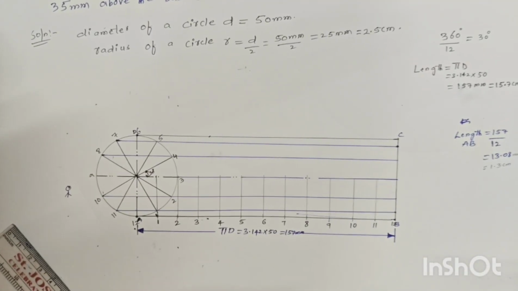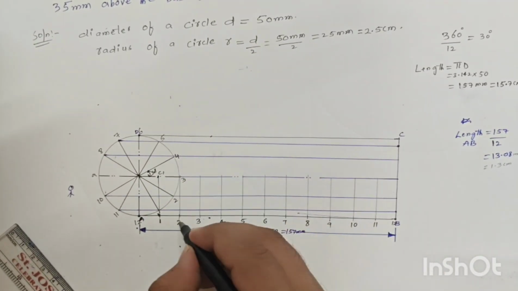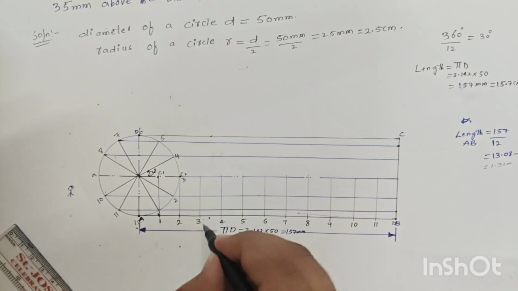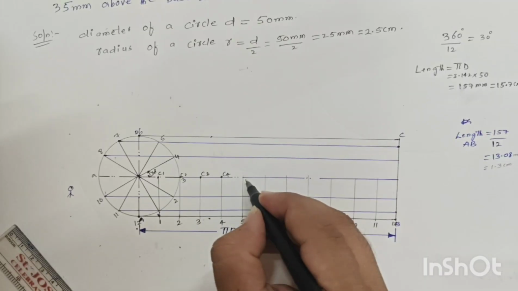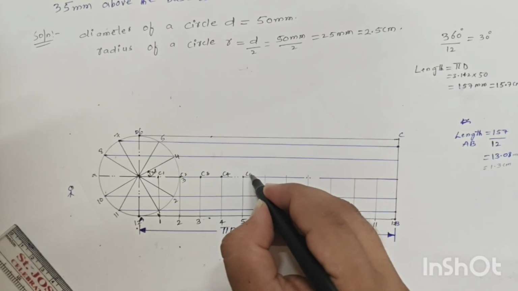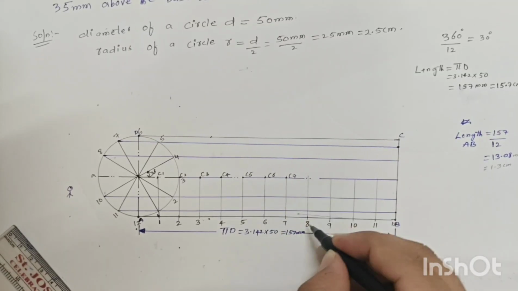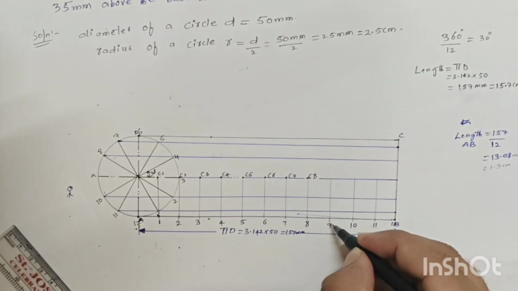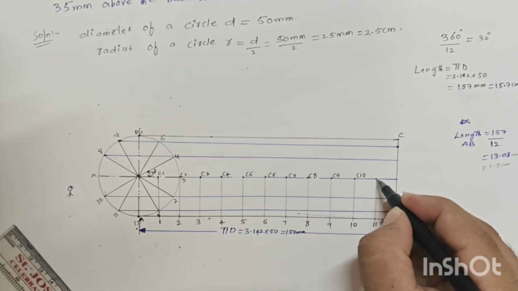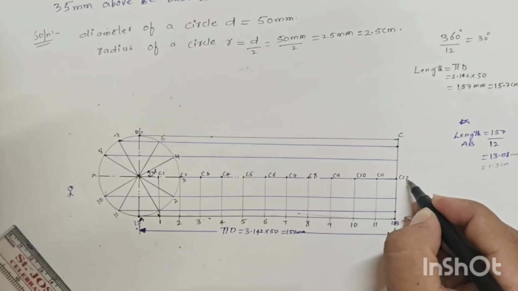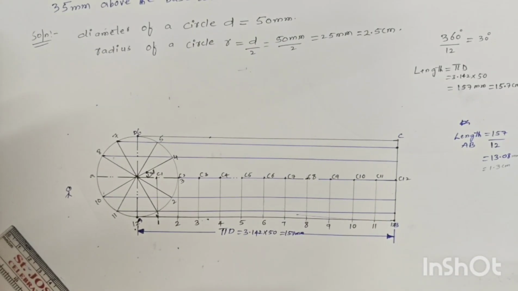Okay. So if it touches above, this point we can say center point C1, center point C2, center point C3, center point C4, this is the 5th point, C5, C6, C7, C8, C9, C10, C11, and this is C12. Clear? So after that we need to draw the arc.